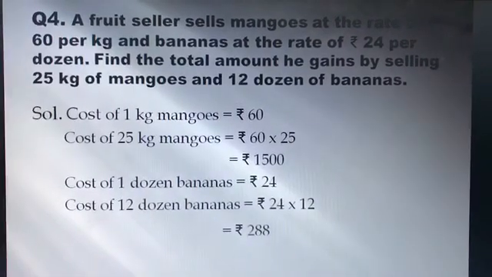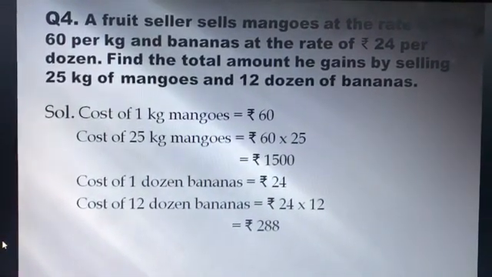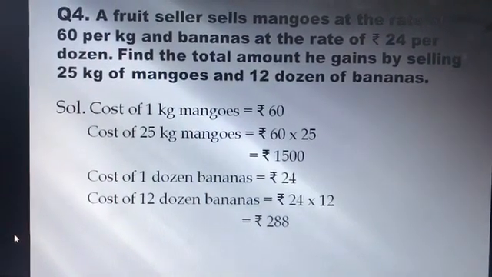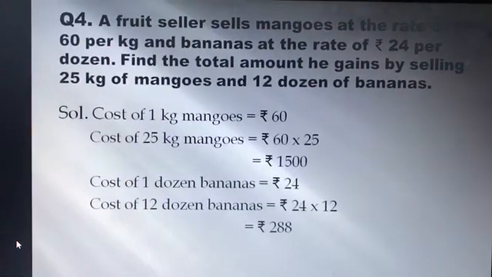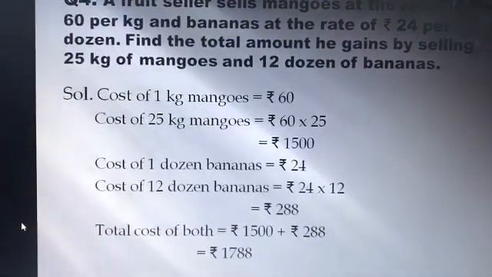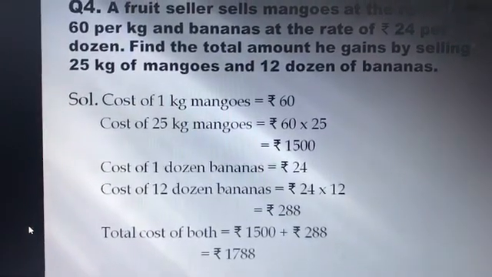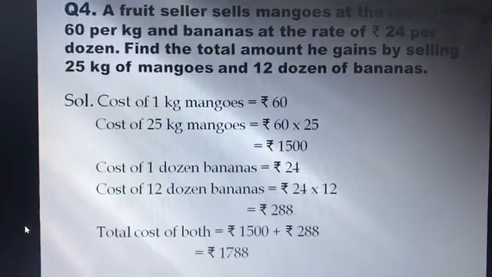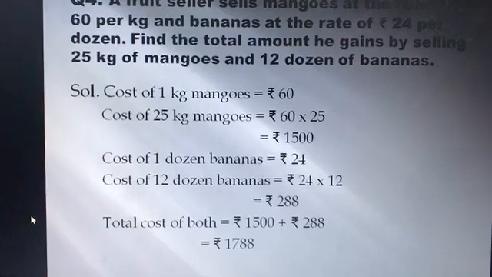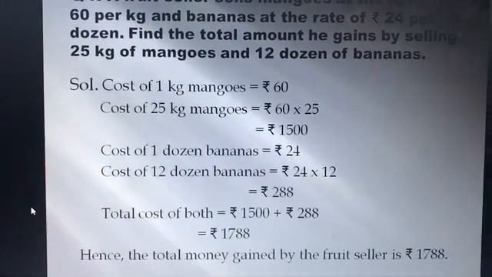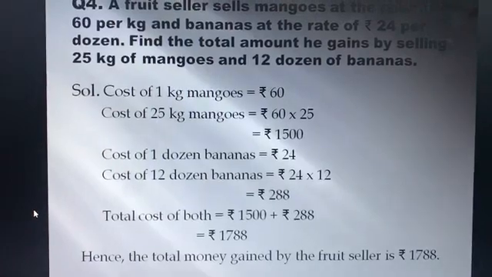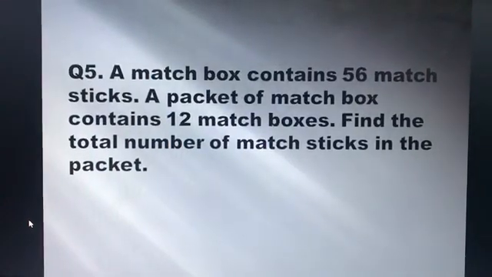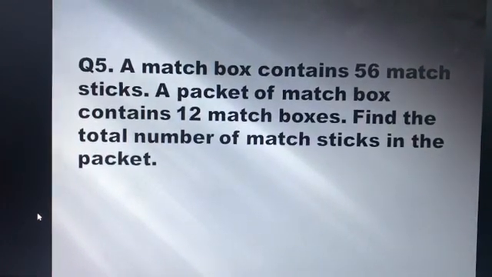Now we will have to find the cost of all bananas. So cost of 1 dozen bananas is rupees 24. Cost of 12 dozen bananas is equal to rupees 24 multiplied by 12, that is rupees 288. At last we will have to find the total cost of both the fruits. So total cost of both is equal to rupees 1500 plus rupees 288, and it comes out to be rupees 1788. Hence the total money gained by the fruit seller is rupees 1788.